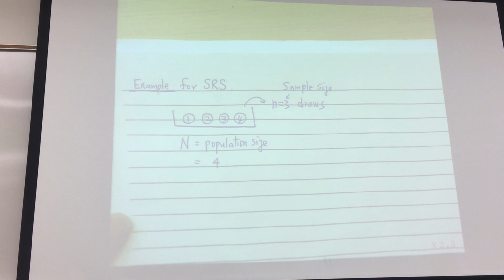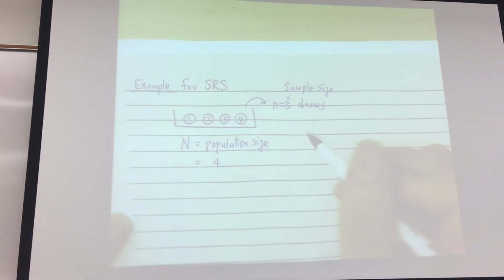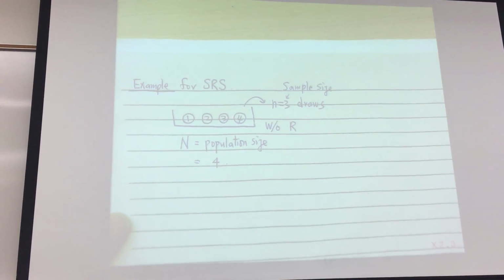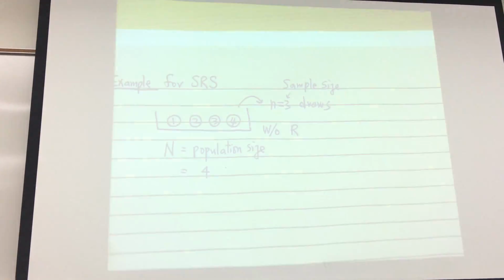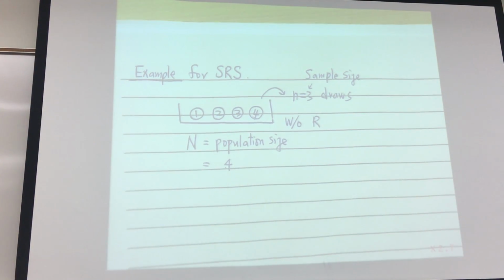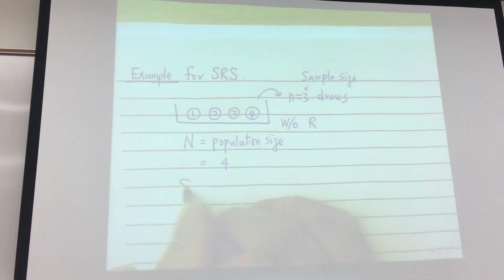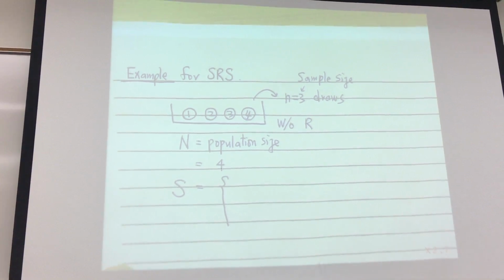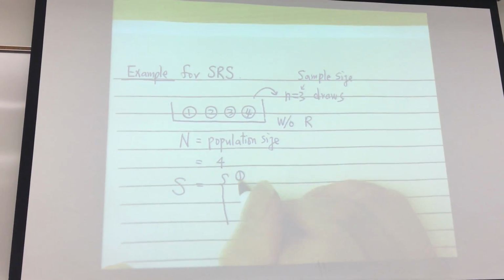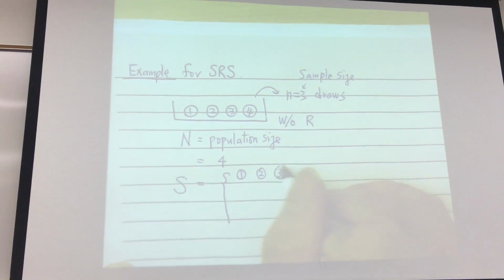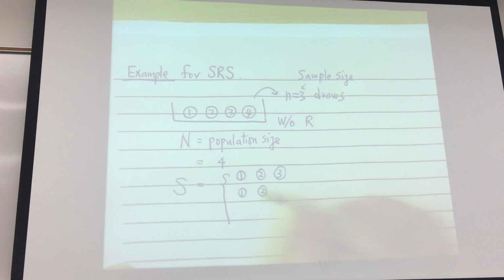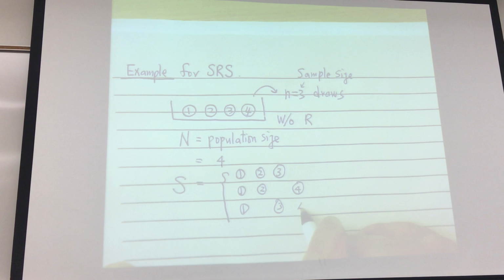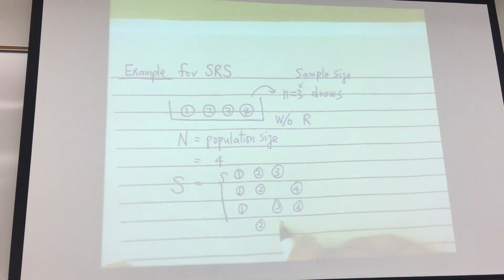It's 3, okay? And a simple random sample, as I mentioned earlier, is what? Without replacement, okay? Without replacement. So what is the possible sample space? If you read probability theory, there are 4 different possible samples. I can select ball number 1, ball number 2, ball number 3. Or I select ball number 1, ball number 2, ball number 4. Or I select ball number 1, ball number 3, ball number 4. Or I select ball number 2, ball number 3, ball number 4.